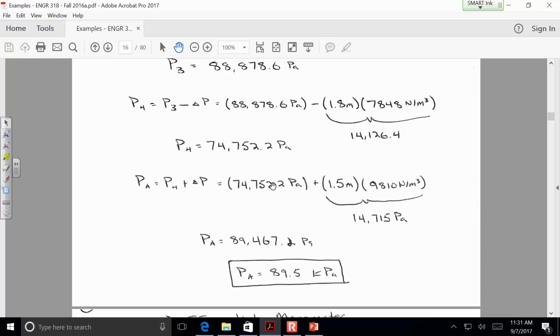But when you face these problems in the homework, I think it's just going to be the same process, that when you go down through the fluid, the pressure is accumulating. When you go up through the fluid, the pressure is decreasing.